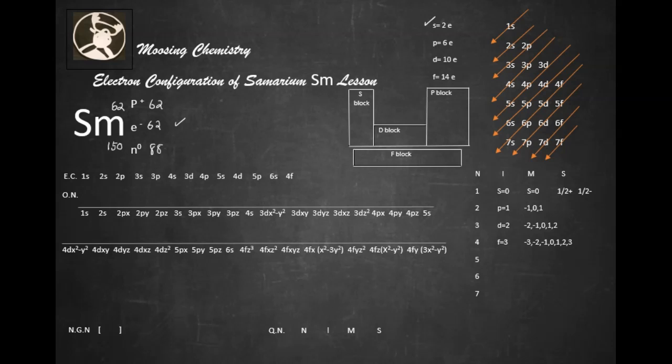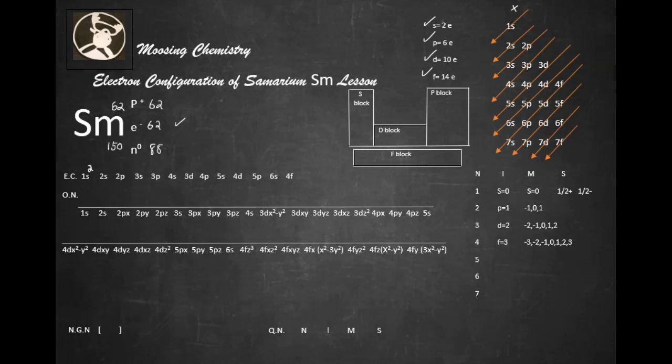Remember that S can hold 2 electrons, P can hold 6 electrons, D can hold 10 electrons, and F can hold 14 electrons. We're going to use the Aufbau principle, filling the lower shells first before we fill the upper shells. And we're going to follow something called the diagonal rule. We're going to start right here and keep going until we run out of electrons.